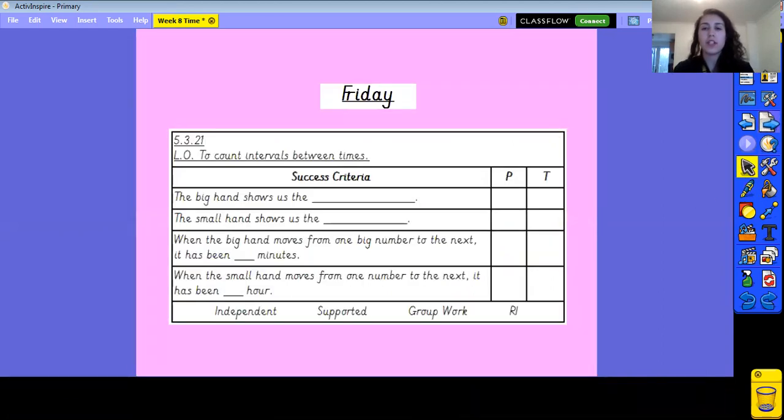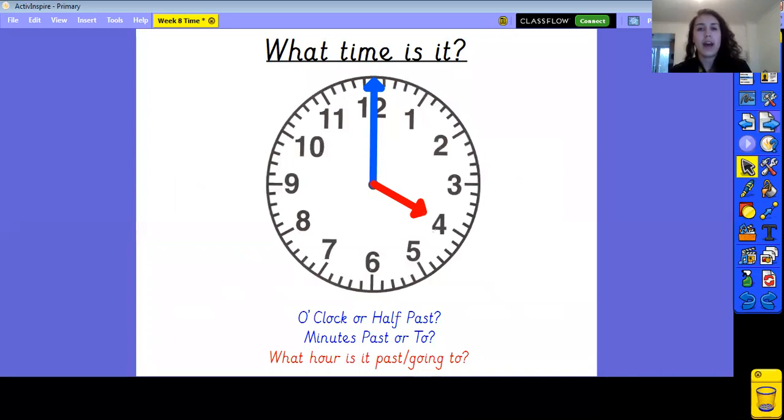Okay, today what we're going to do is build on that knowledge of time telling that we've been working on this week, and we're going to start to look at time intervals. We're going to be looking at how much time has passed from looking at one clock face to another. So before we do that, we're going to warm up by practicing telling the time.